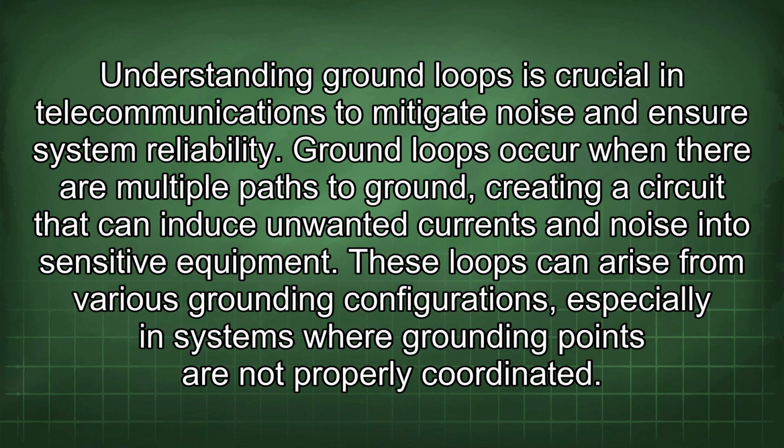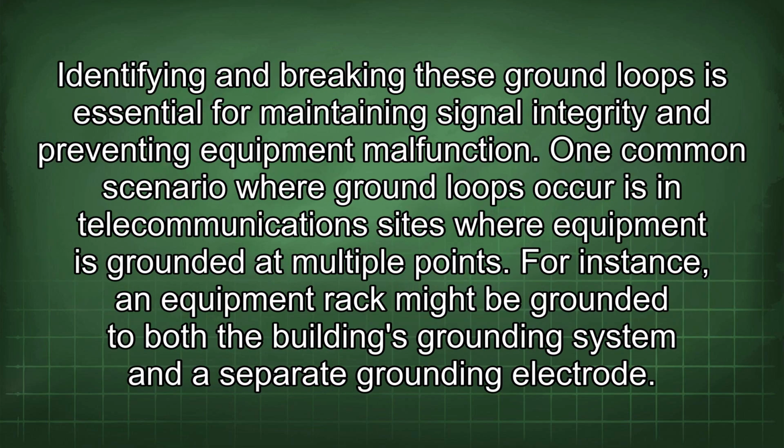Understanding ground loops is crucial in telecommunications to mitigate noise and ensure system reliability. Ground loops occur when there are multiple paths to ground, creating a circuit that can induce unwanted currents and noise into sensitive equipment. These loops can arise from various grounding configurations, especially in systems where grounding points are not properly coordinated. Identifying and breaking these ground loops is essential for maintaining signal integrity and preventing equipment malfunction.